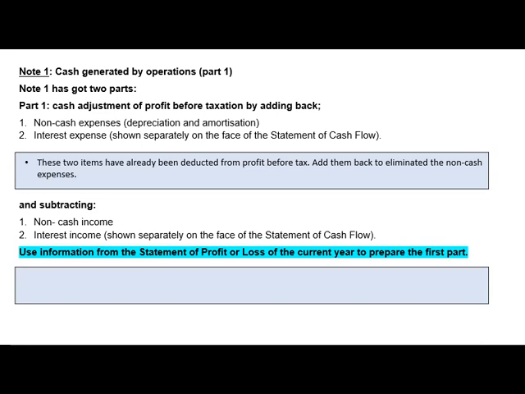And ideally, just to prepare the first part, the most important note will be your statement of profit or loss, i.e. the income statement. Now, these two items have already been added. The reason why we're subtracting them is because for the profit on sale of an asset, I said it will be shown under investing activities. That's why we have to subtract it. But with your interest income, you'll normally show it on the face of your cash flow statement. We won't do it this year.